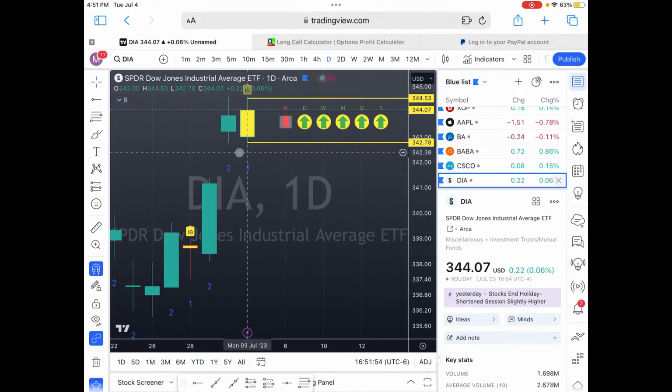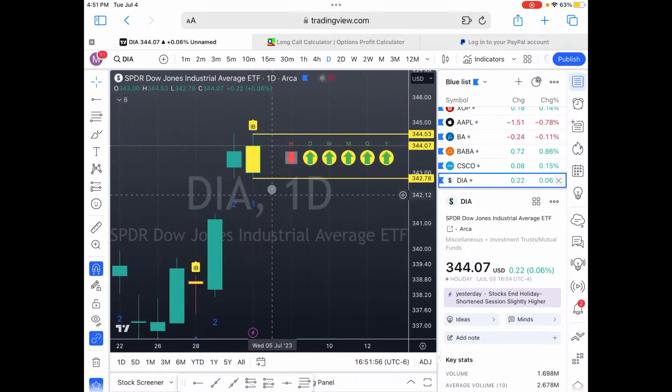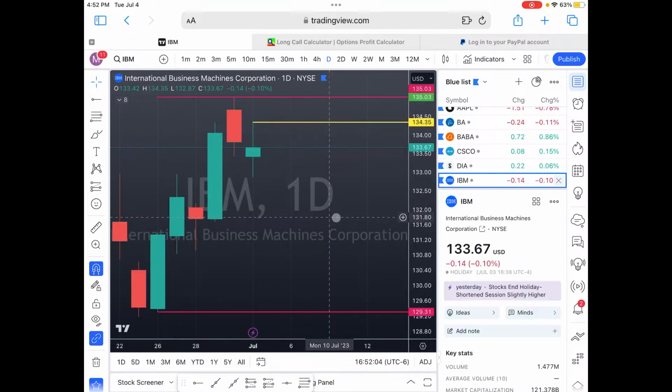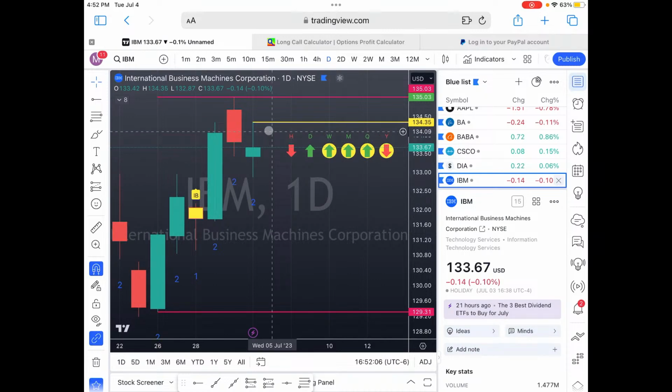$51.83. DIA, there's that inside bar on the Diamonds. Calls at 344.53, puts 342.78. There is a gap to fill, but we do have time frame continuity in our favor to continue up. IBM, 2 down, green. There's my probability to shoot this back to the upside. Time frame continuity is there. We have the trigger at 134.35.